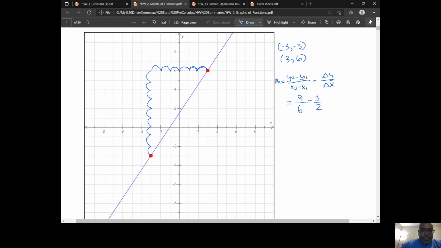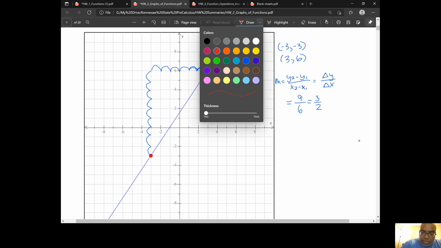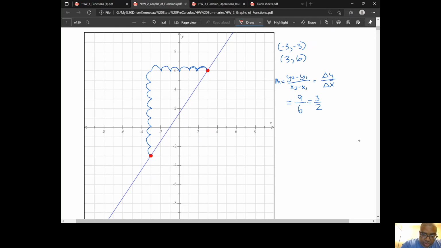Now, this is this point right here. That is the y-intercept. If we knew where that was, which we have an idea of, we could just plug it in and we're done. Y is equal to mx plus b. We know what m is. M is 3/2. We don't know what b is.